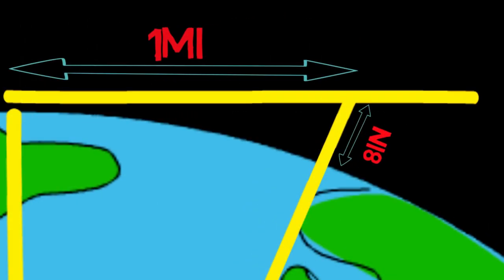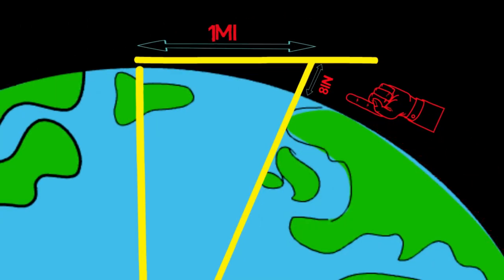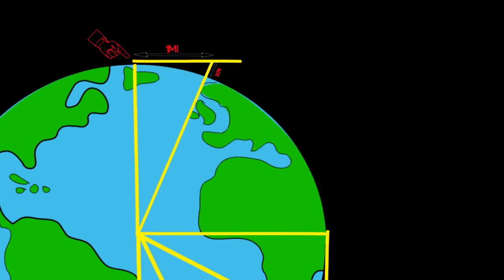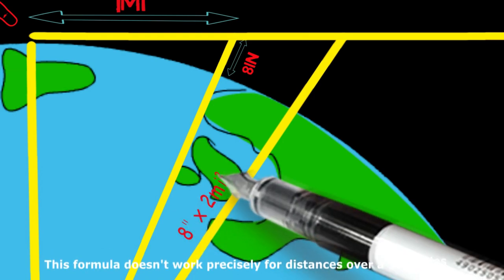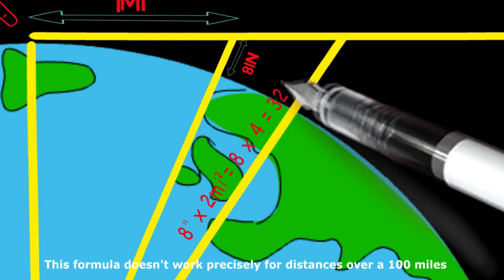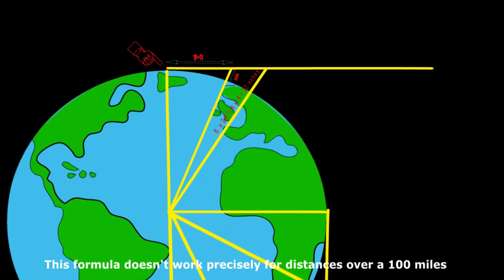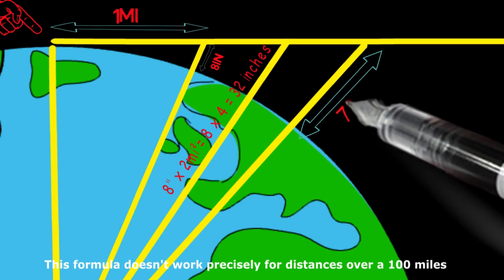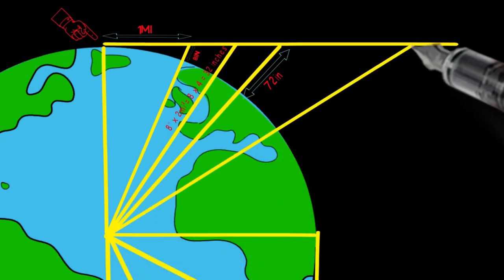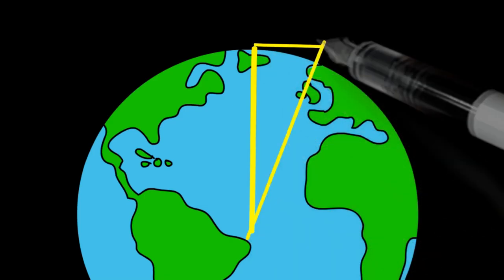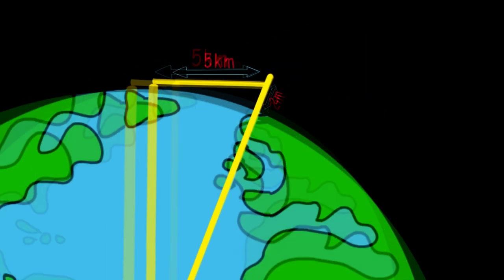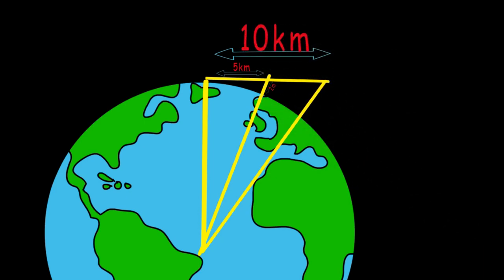This means in 1 mile, the surface on average will be 8 inches lower compared to the starting point. But in 2 miles, the convex surface must be calculated as 8 inches times 2 miles squared, which is 8 times 4, or 32 inches. At 3 miles away, there must be a 72-inch drop, and in 10 miles, a drop of 66.6 feet, or 800 inches. In metric units, a 5-kilometer distance should create a 2-meter drop, and a 10-kilometer distance, a 7.84-meter drop.